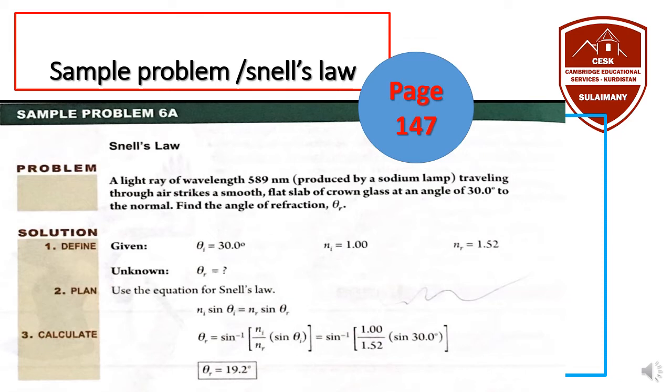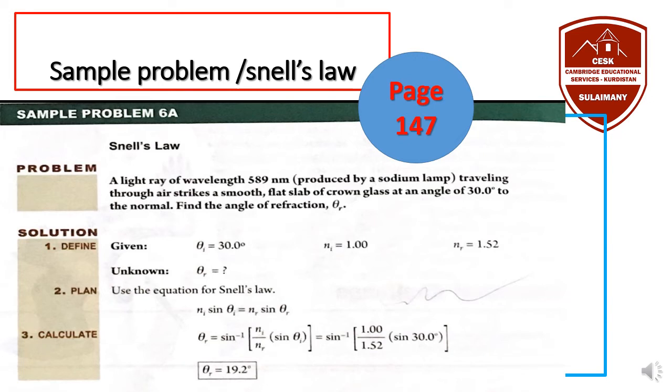He said an angle of 30 degree to the normal. So this is theta I, an angle 30 to the normal. Find the angle of refraction. Of course, the 3 factors given here with solution: theta I 30 degree, n1 is 1, and n2 is 1.52. What is unknown? Theta R unknown.